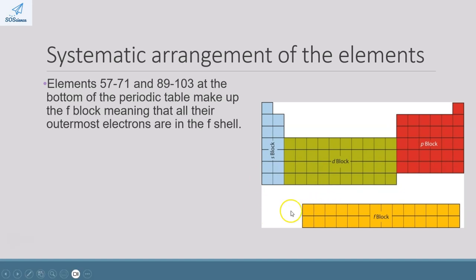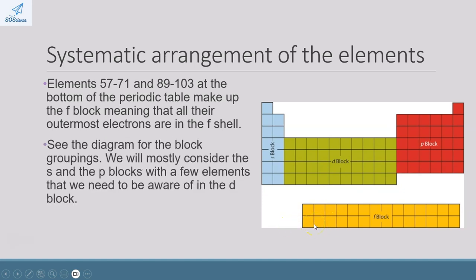This over here forms part of the 6th energy level, and this period over here forms part of the 7th energy level. So in terms of the block groupings, we are only really interested in elements in the S and P block. You will see soon that we need to be aware of some important elements in the D block as well. But again, we don't work with the actual D shell or the F shell. We're only focused on S and P shells.